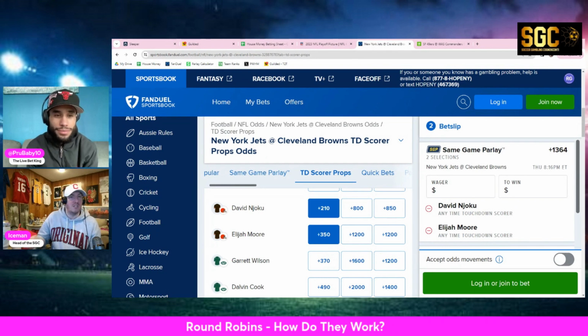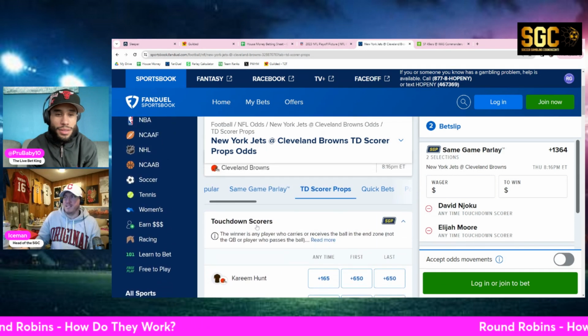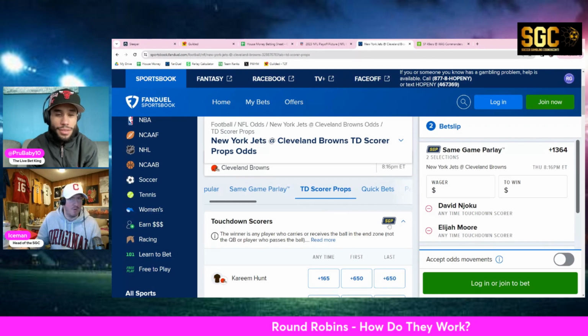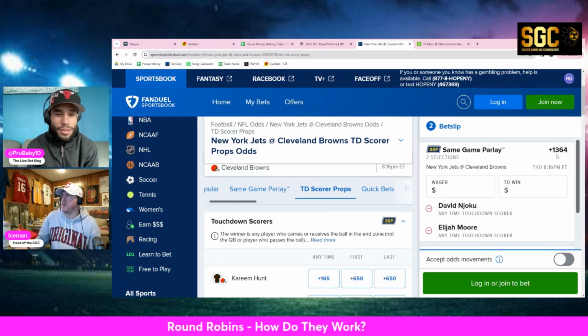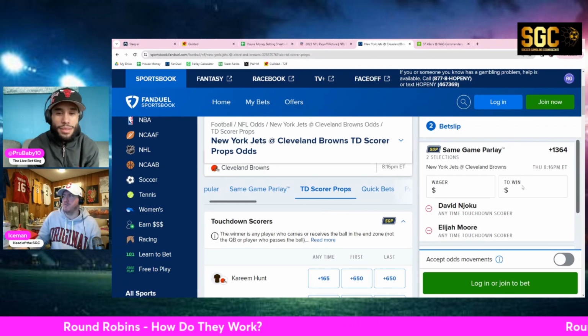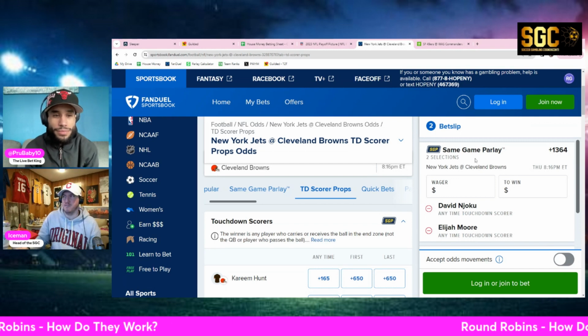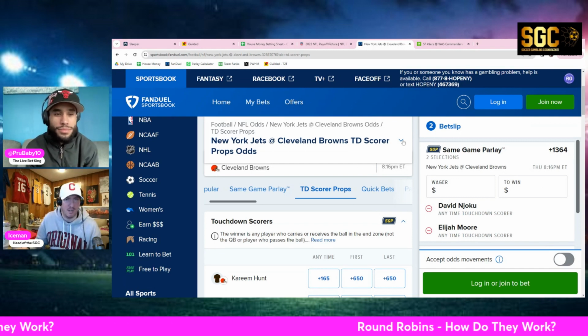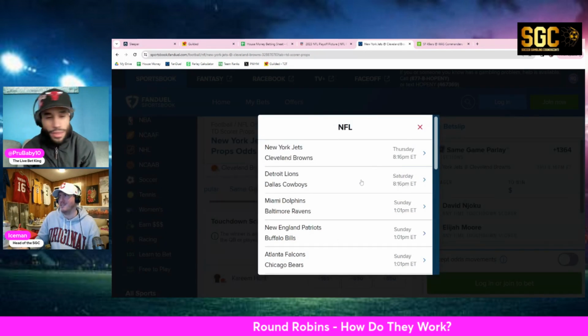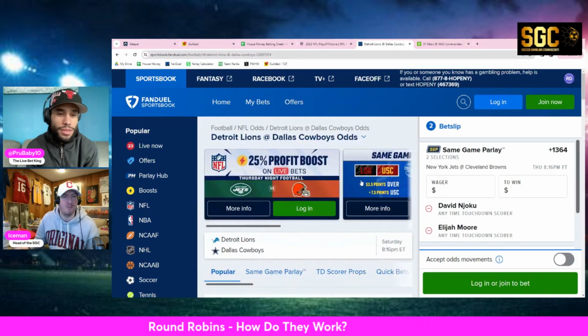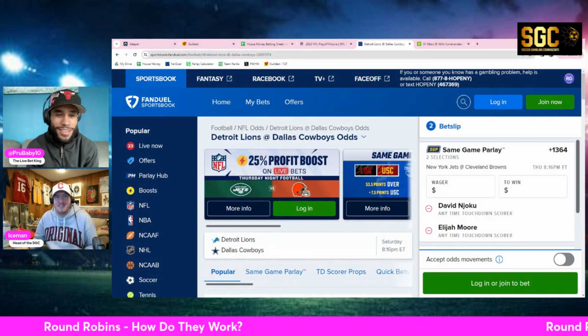Right. So you don't have to. It tells you at the top here that this particular prop that you're looking at can be SGP'd. Some of them won't have that, but this has already put it into an SGP for us, and it's given us plus 1364, which is better than the plus 1,000 that we got over at DraftKings. But again, that's a different tutorial. That's a shop your lines discussion.